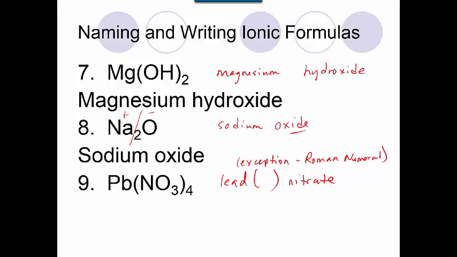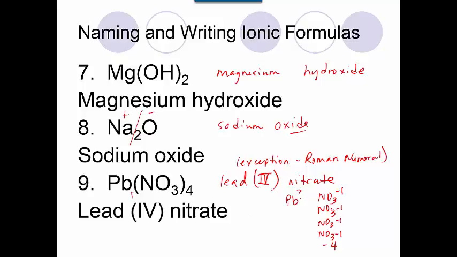Now, to know what the charge is, we know that we only have one lead because there's an understood 1 there. But we know we have NO3 4 times. Now you should be looking at what the charge on NO3 is, because it is a set amount. It's always a -1. It does not change. So total, our minuses equal 4. And that means that lead, in order to balance everything to 0, had to be a +4. And the way you write a 4 is to put a IV, and that means 4. So this one would be lead(IV) nitrate.